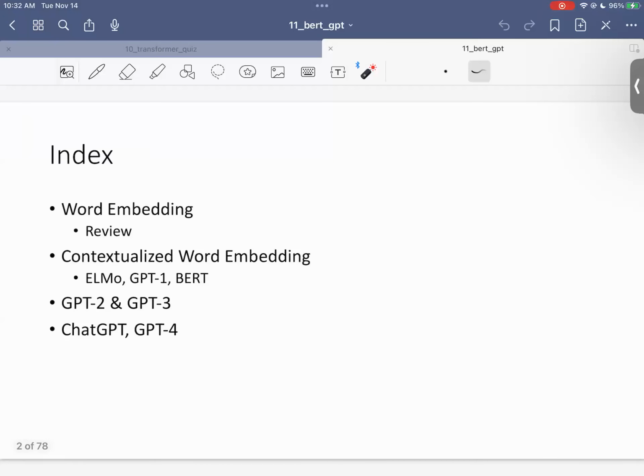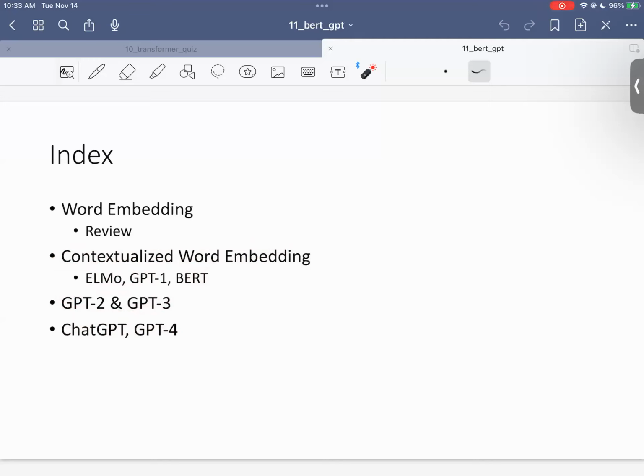So the agenda: we'll have a brief review of word embedding, and then we'll go to contextualized word embedding, which was a very big thing. That's when ELMo, GPT-1, and BERT came out. Actually, GPT-1 was not about a generative model. It was proposed to do contextualized word embedding, which we'll see in a minute. And then we'll talk about GPT-2 and 3, and then ChatGPT and GPT-4.